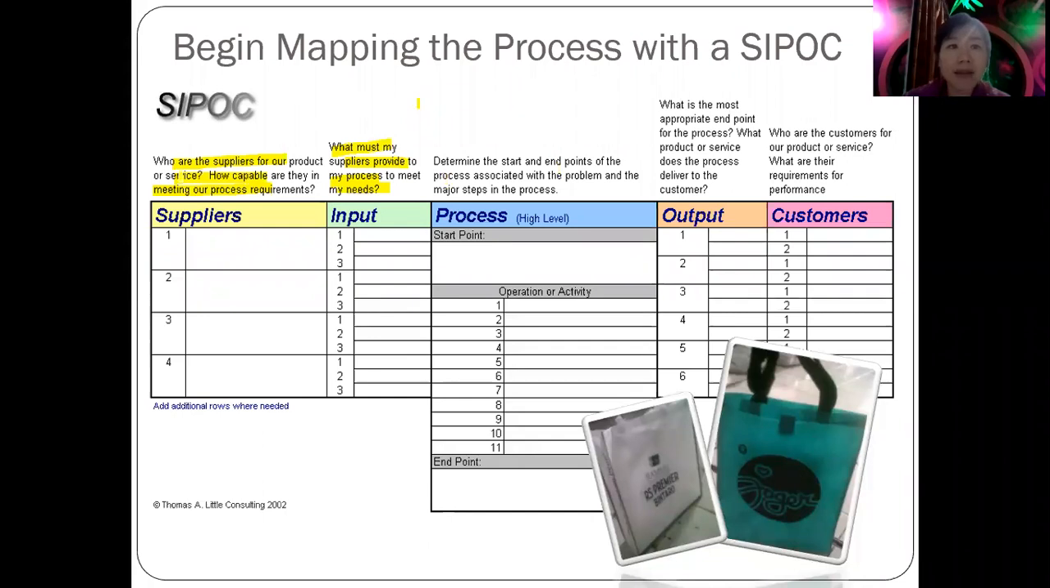Who are the suppliers for our product and service? What kind of input is supplied by the supplier? What is the start and ending point of the process? And then what are our outputs, our products, and who are our customers?